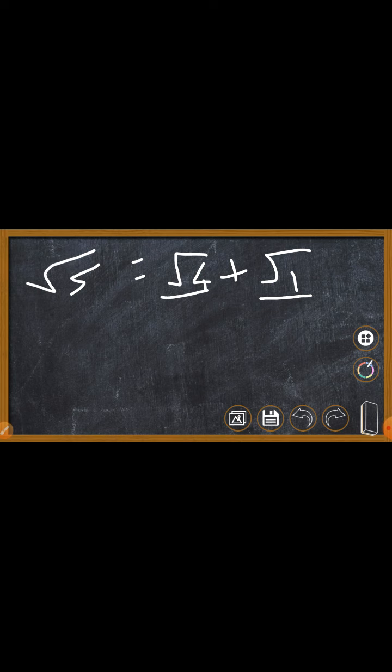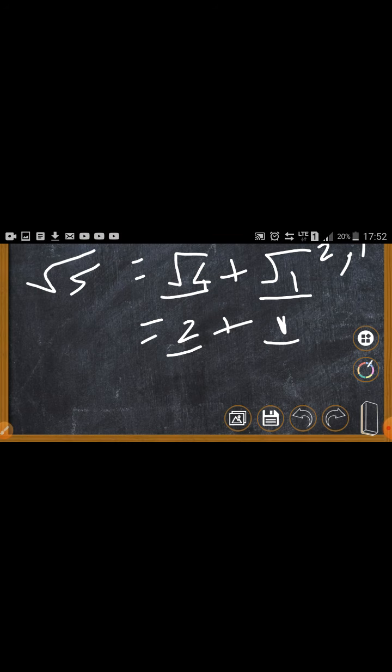Yes. Now what is root 4? Root 4 is 2. What is root 1? Root 1 is 1. So you need to represent this 2 and this 1 on the number line. So represent these two numbers, 2 and 1, on a number line.